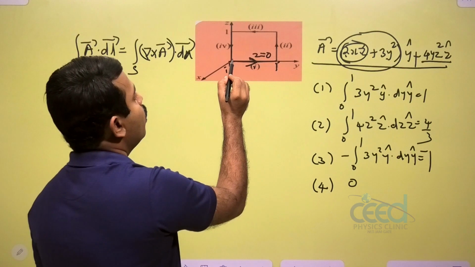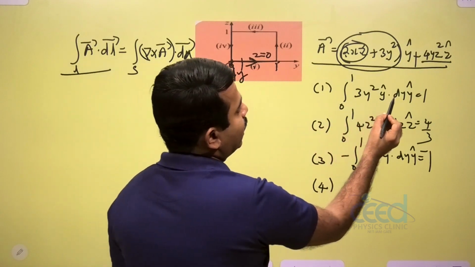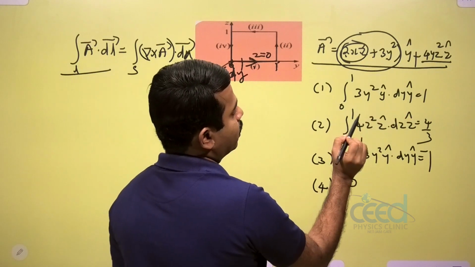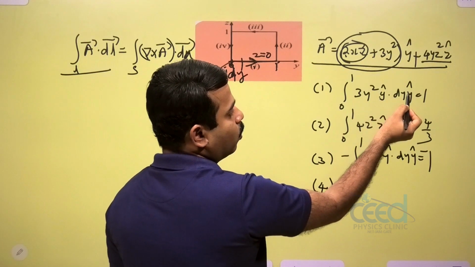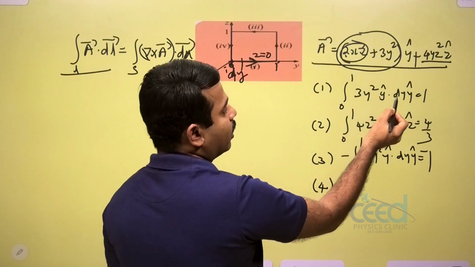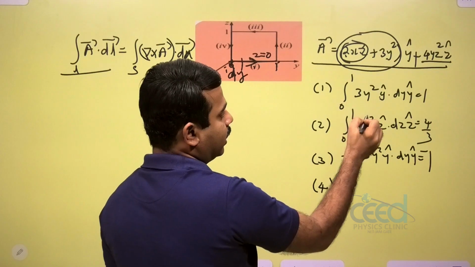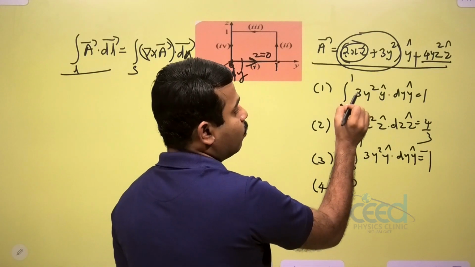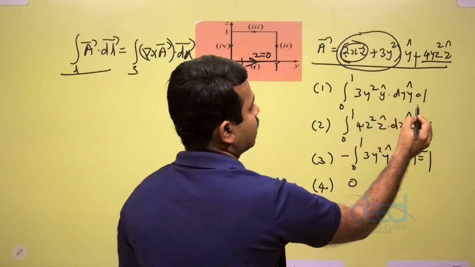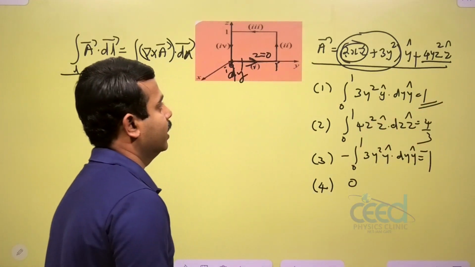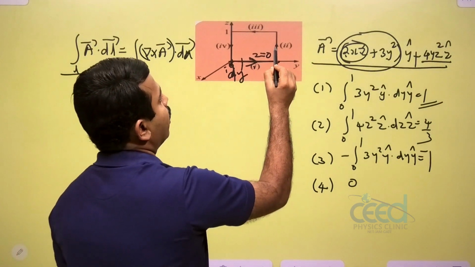Now what is the small elemental length on the y axis? dy, in the y cap direction. So y cap dot y cap is 1, and the integral of 3y square dy gives y cube, with the 3 cancelling. On the limits 0 to 1, the answer is 1.